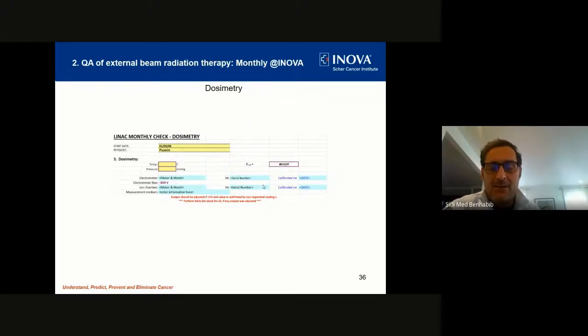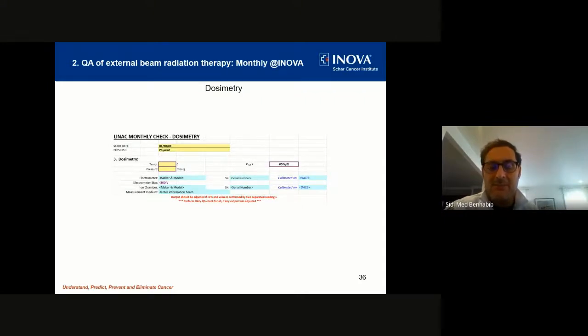Yes. So two things are very important. To have the Excel sheet protected, so nobody can mess up with it, especially if you have many users. And the second thing is, you have to identify your chamber, especially if you have many chambers in the department. That's very important because it's going to affect your output, because the deviation from one chamber to another can go up to 3%. So this is very, very important.